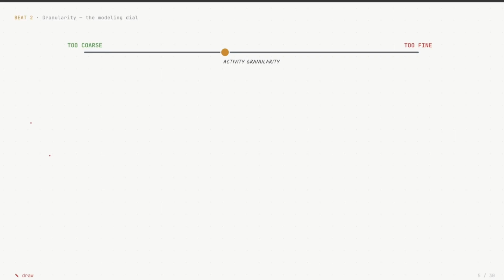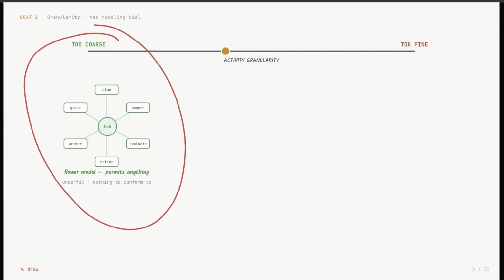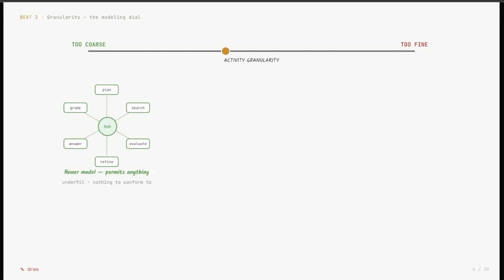Now, when doing this mapping, you actually have a choice, which is your granularity. So the question is, what counts as one activity? It's a dial. You're going to go from left to right. If you're on this side, and you collapse everything into a couple of generic activities, you get what we call a flower model. And what this means basically is that it's permitting everything. You're underfitting and you're allowing your agent to do any behavior it wants. So there is no conformance here.